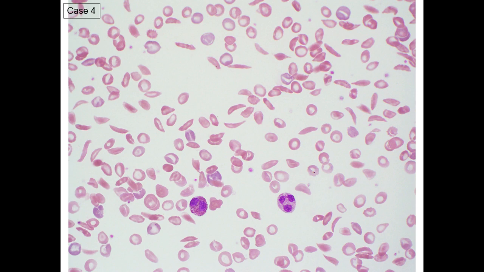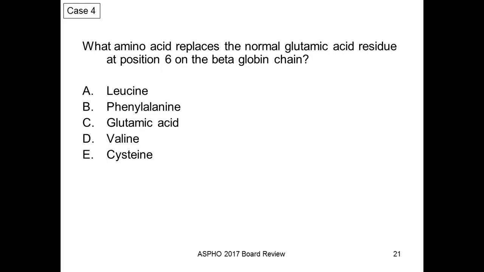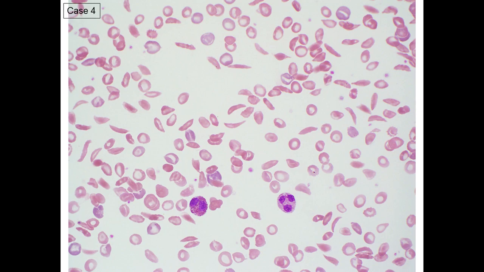Most of the cells show this characteristic finding. But the question is, what amino acid replaces the normal glutamic acid residue at position 6 on the beta globin chain? Is it leucine, phenylalanine, glutamic acid, valine, or cysteine? And so I can show the smear again here.